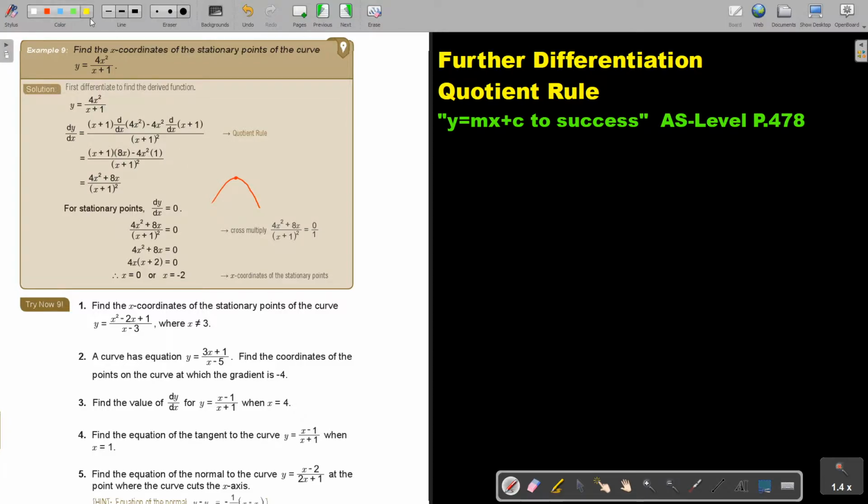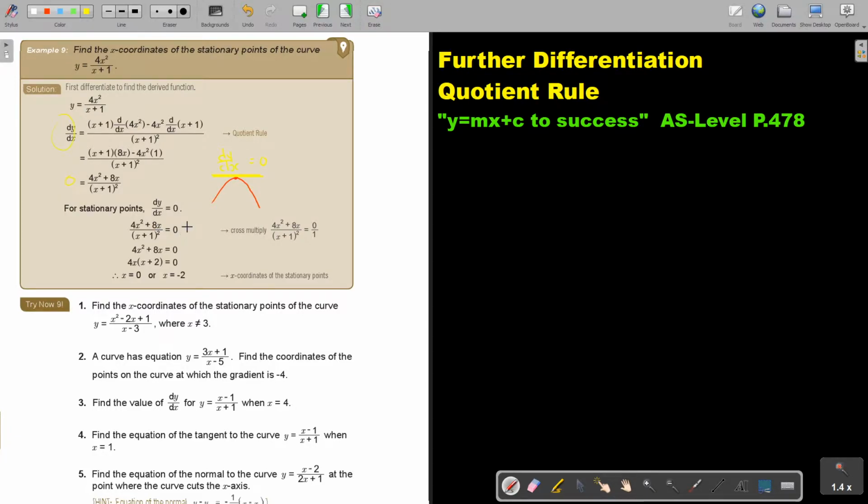And if you look at the gradient at a turning point, what is the gradient? The gradient at a turning point is always going to be 0. Okay, and that's why I put a 0 in the place of dy over dx.